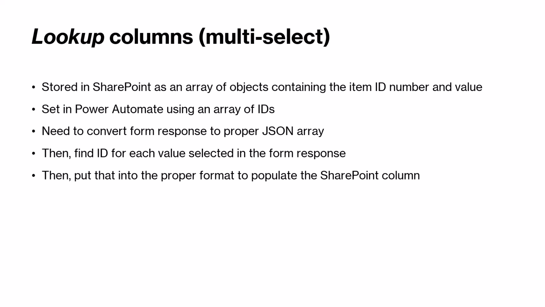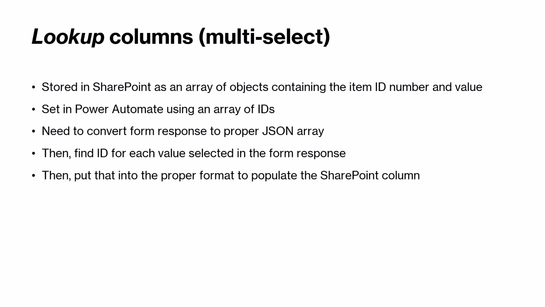If it's a single select column, it's an object of the ID number of the item that's selected and whatever value you're bringing over. Typically it's the title column, but it doesn't have to be. It could be a different column from the list. When you have a multi-select lookup column, then it's storing an array of objects of that form. So basically the array is ID number and value for each of the selected choices.